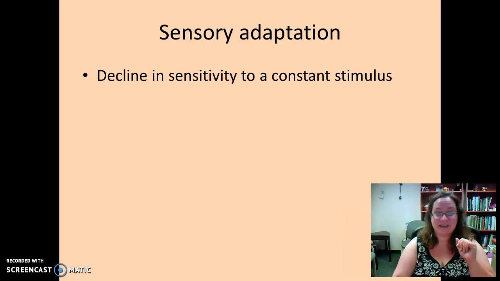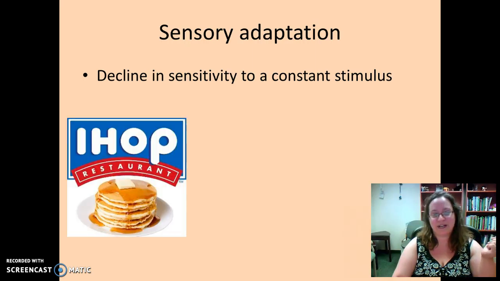Sensory adaptation is something that I'm grateful for all the time, and this just says that we adapt to a constant stimulus. So I used to work at IHOP. I would smell maple syrup when I first got there, but eventually I just adapted to it. So I wasn't smelling maple syrup for 8 hours of a shift.